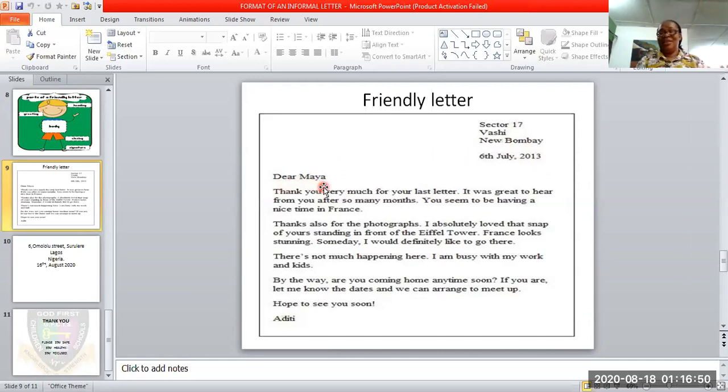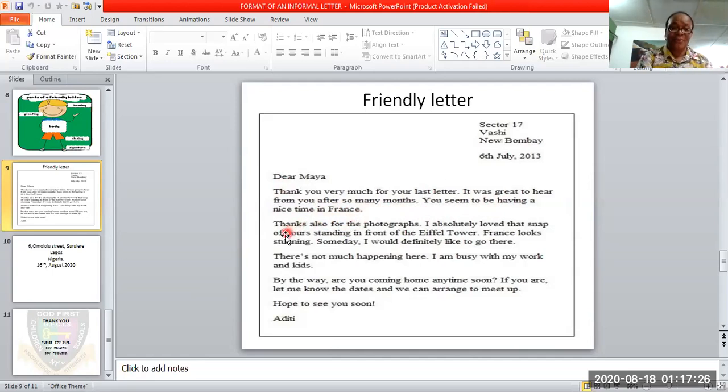Maya is the receiver of this letter. This letter is supposed to get to Maya. And what is in this letter? Dear Maya, that is the greeting. Thank you very much for your last letter. It was great to hear from you after so many months. You seem to be having a nice time in France. Maya lives in France. Aditi lives in New Bombay in India. Yes. So we go on.